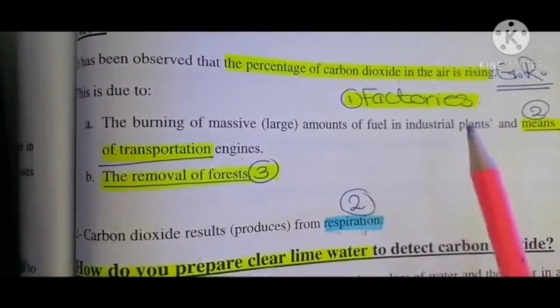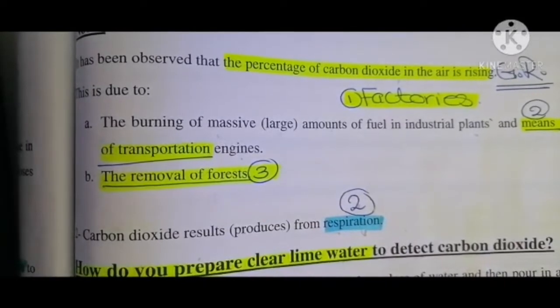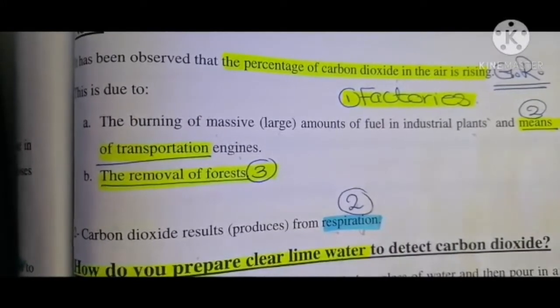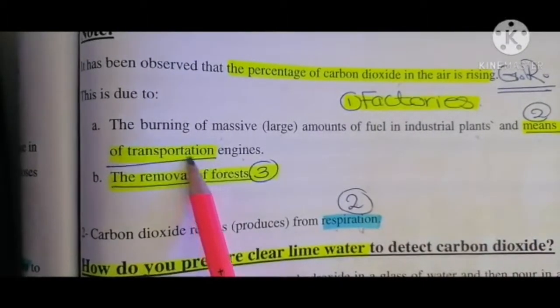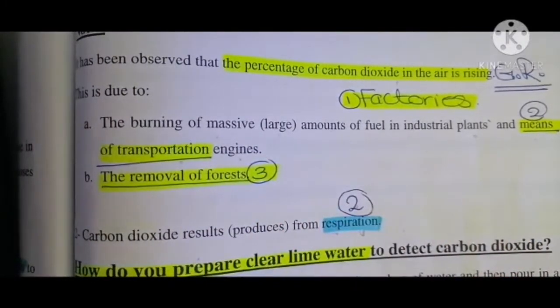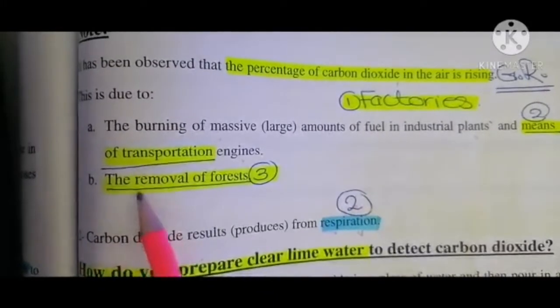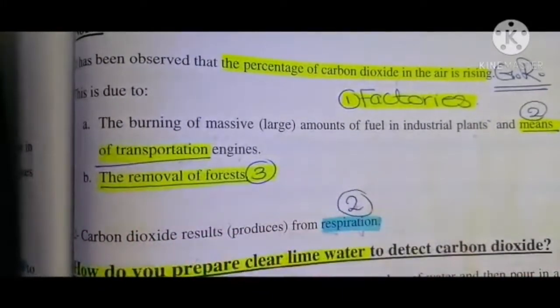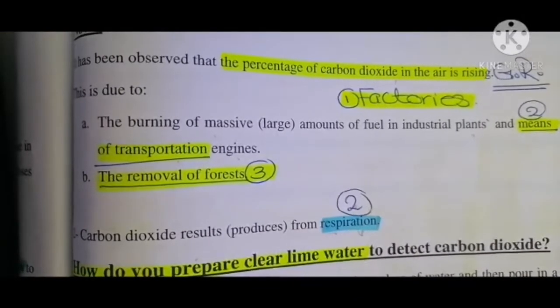In the factories, I'm going to use the fuel to make the machines work. Burning this fuel in large amounts is going to result in an increase in the amount of carbon dioxide. Also, the means of transportation, the aeroplanes, the trains, the buses, the cars, all this results in smoke coming out of them, resulting in increase in the carbon dioxide. And also the removal of forests. If I remove forests, the plants will not carry out photosynthesis, so its amount is going to increase.